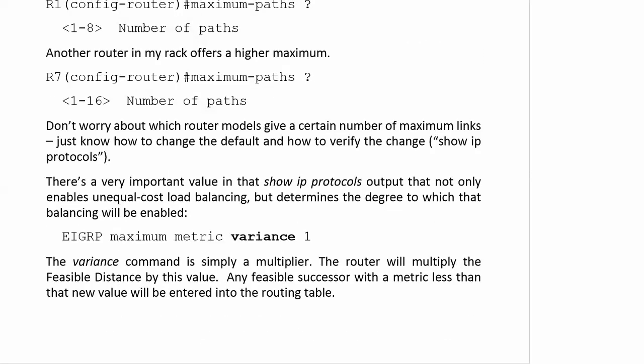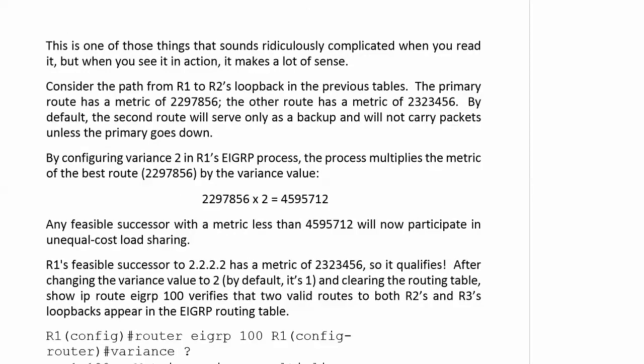Now, there's a very important value that we talked about at the end of the last video, the variance value. This not only enables unequal cost load balancing, but it determines the degree to which that balancing is going to be enabled. And that's the variance command. All this is a multiplier. That's all it is. The router is going to take the feasible distance and multiply it by whatever we put in for variance. Any feasible successor with a metric less than that new value is going to be entered into the routing table. That's it. And I think we've gotten that detail really nailed down as to what the variance command is. That's not a complex explanation, but it's going to make a lot more sense when you see it in action.